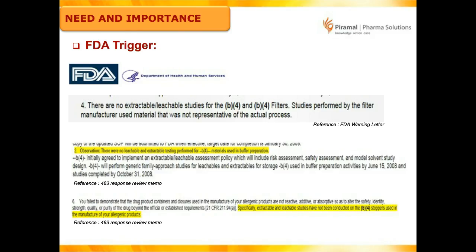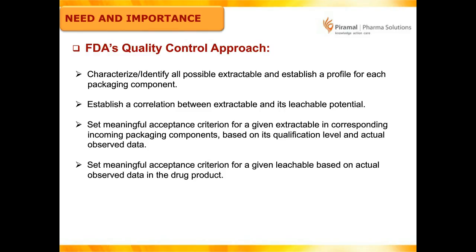For the same, they have provided a quality control approach which says that one needs to characterize or identify all possible extractables and establish a profile for each packaging component. You don't need to characterize each and every impurity coming as extractables; you can identify all possible extractables. One should establish a correlation between extractables and leachables. For the extractables which are crossing the AET limits, one should identify which extractables those are and correlate them with the leachables. After identifying the potential extractables, one needs to set meaningful extraction criteria with respect to the packaging component, based on qualification level and actual observed data.